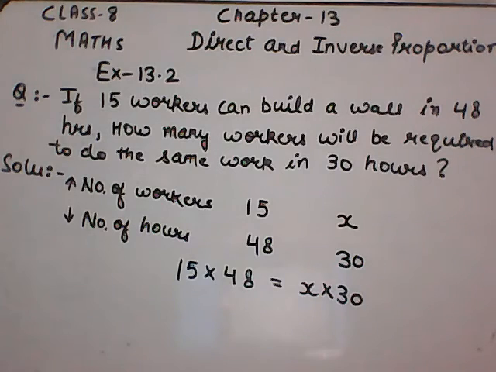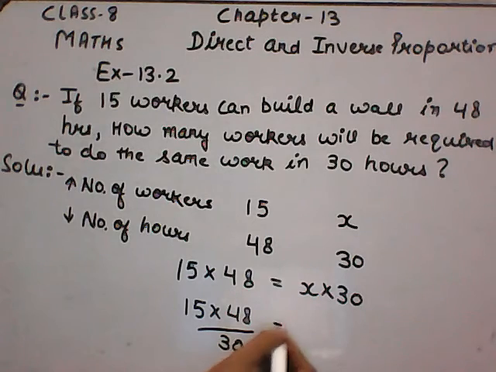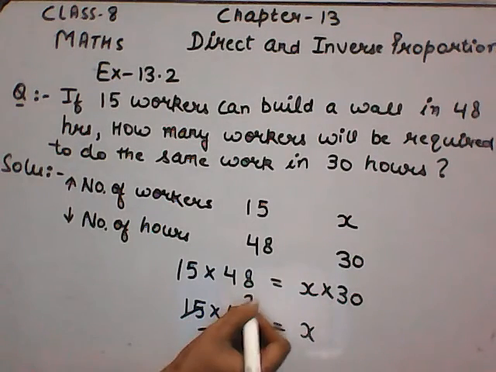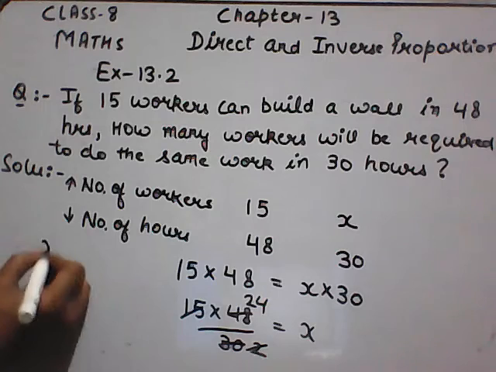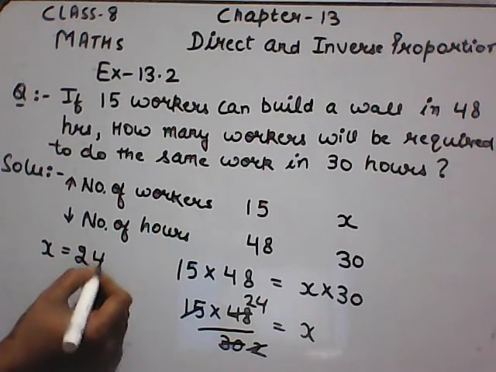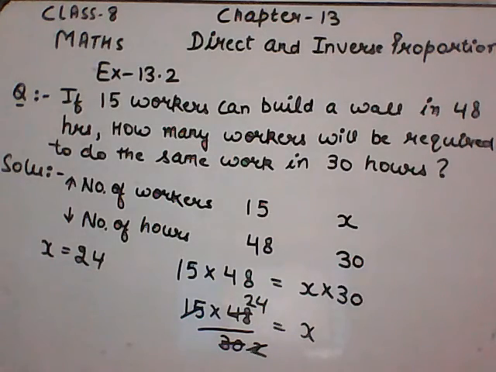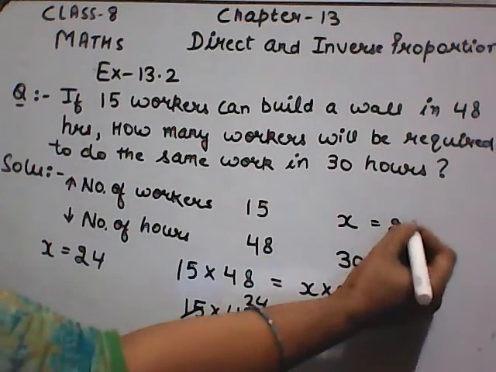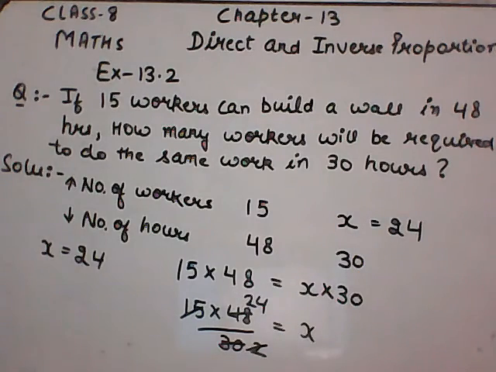In inverse proportion, there is a product of values of X corresponding to the values of Y. Now, you have to find out the value of X. Here, 30 is the multiplier of X. When it goes to the left hand side, it becomes the divisor. 15 2s are 30, 2 2s are 4, 2 4s are 8. X is equal to 24. That means 24 workers will be required to do the same work in 30 hours. Let's move to the next question.